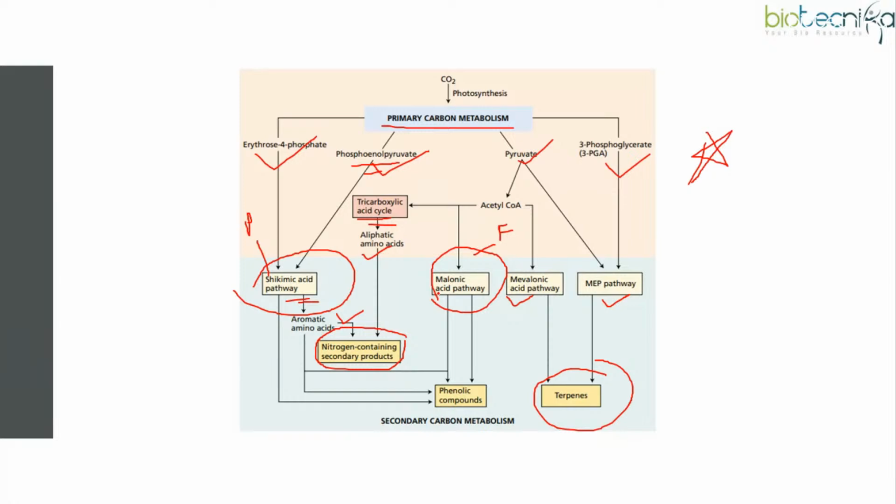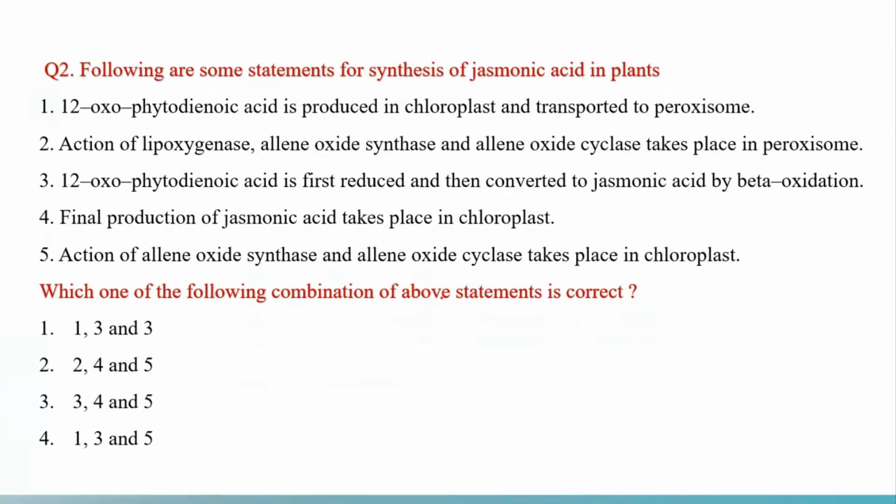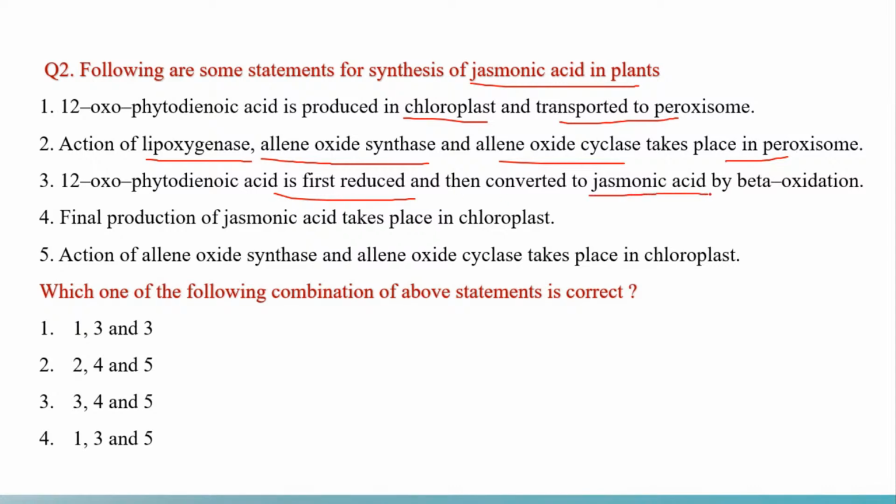So moving ahead with our next question. Following are some statements regarding the synthesis of jasmonic acid in plants. 12-oxo-phytodienoic acid is produced in chloroplast and transported to peroxisome. Action of lipoxygenase, allene oxide synthase, allene oxide cyclase takes place in peroxisome. 12-oxo-phytodienoic acid is first reduced and then converted to jasmonic acid by beta oxidation.